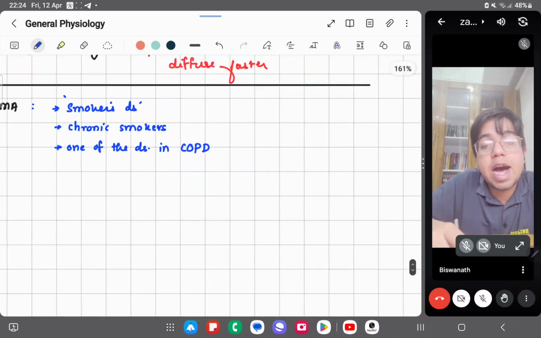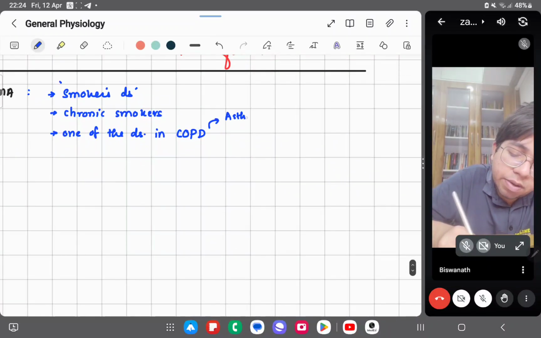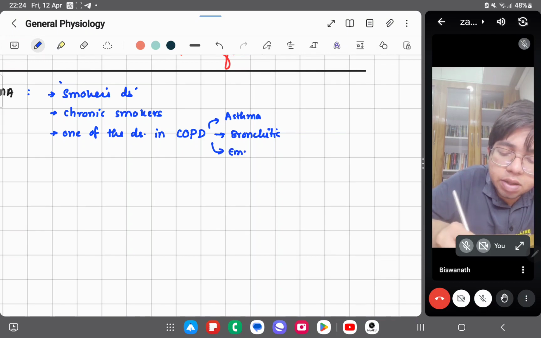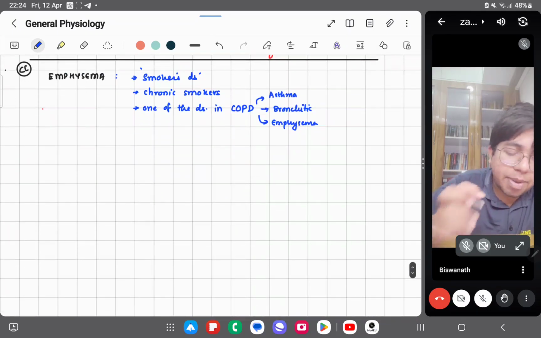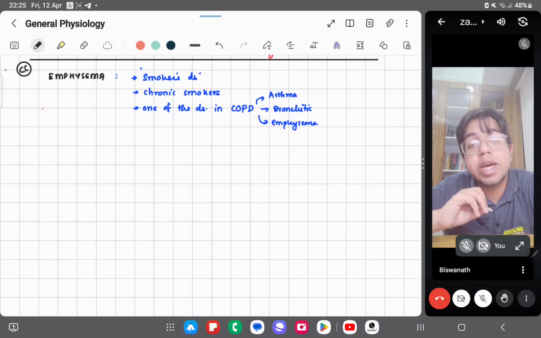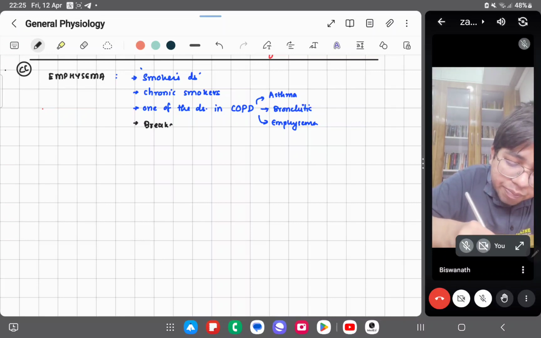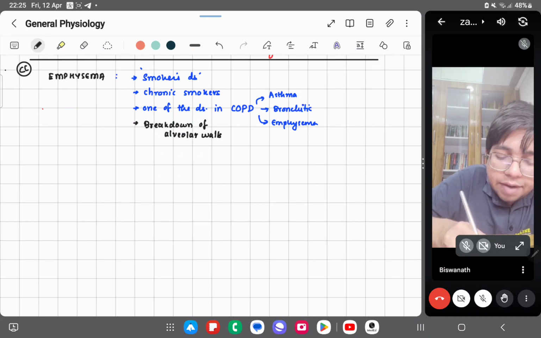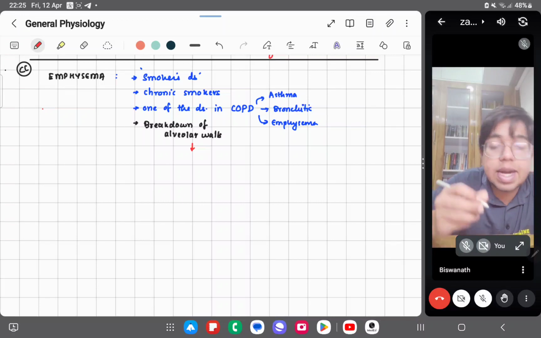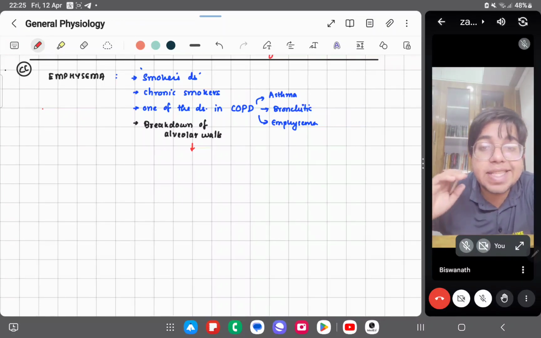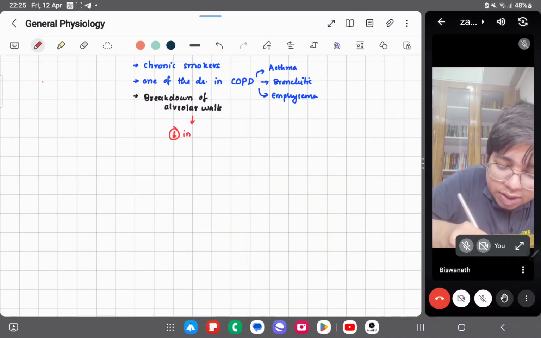In COPD, we have asthma, bronchitis, and emphysema. So it is one of the disorders in COPD. What happens is that due to smoke particles, the tobacco smoke and all, the alveolar walls are broken down. If the alveolar walls are broken down, then the surface area available for gaseous exchange or diffusion reduces. There is a reduction in surface area.